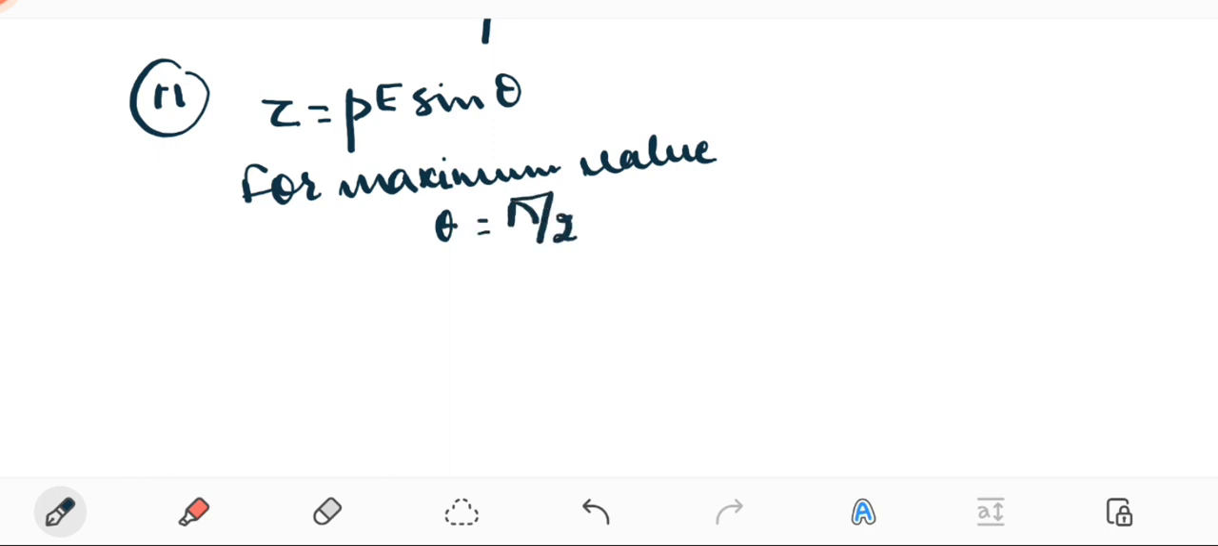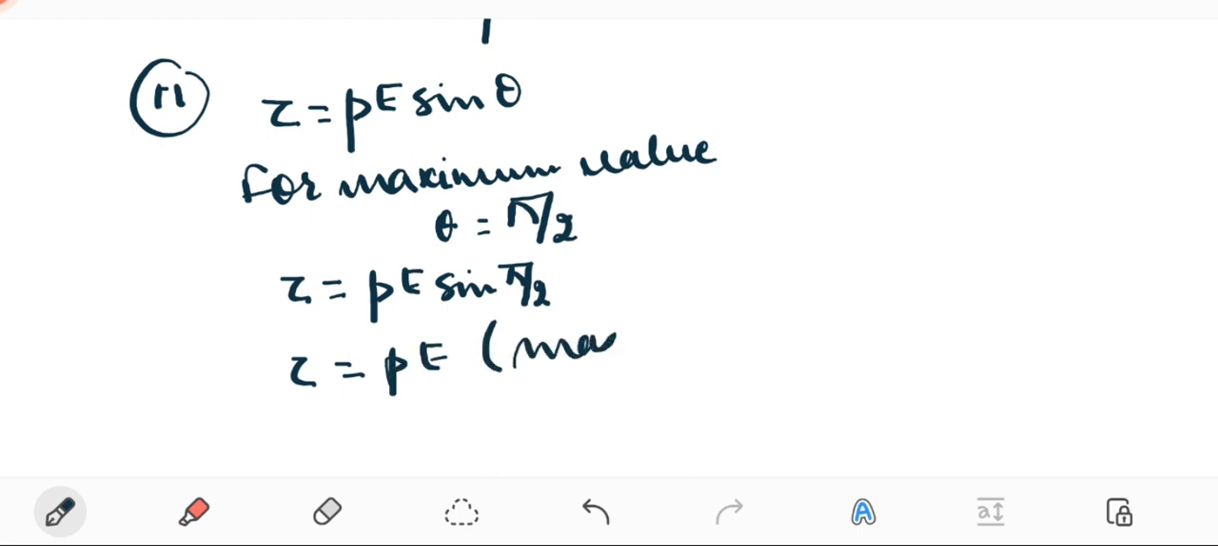So we can write tau is equal to pE sine pi by 2. Pi by 2 is 90 degree, and sine 90 is equal to 1. Therefore tau is equal to pE. So this is the maximum torque. This is how you will be writing such questions in the board exam. Okay, now let's move to the next question.